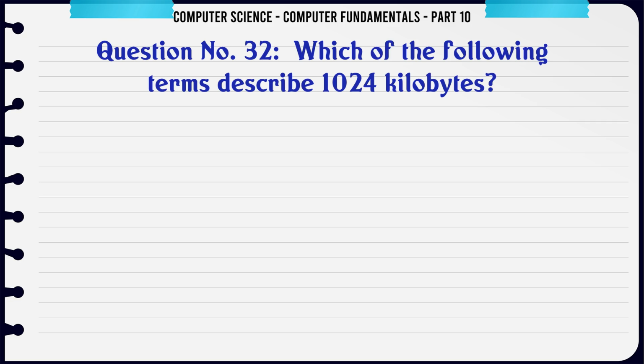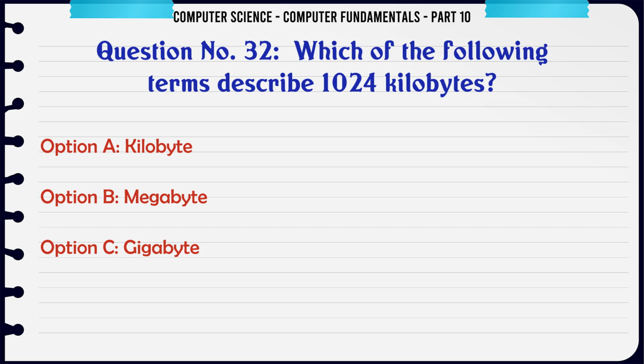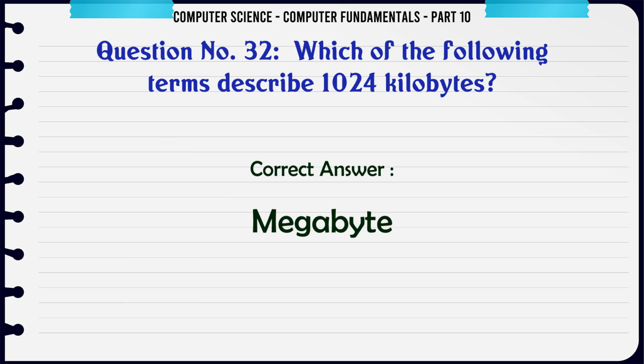Which of the following terms describes 1024 kilobytes? A. kilobyte. B. megabyte. C. gigabyte. D. terabyte. The correct answer is megabyte.